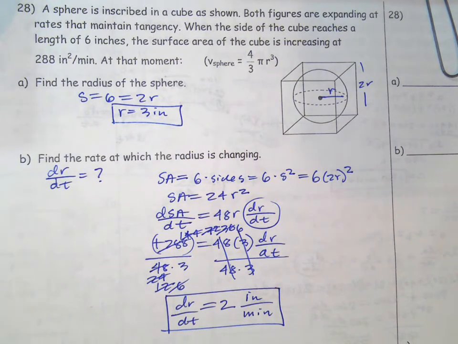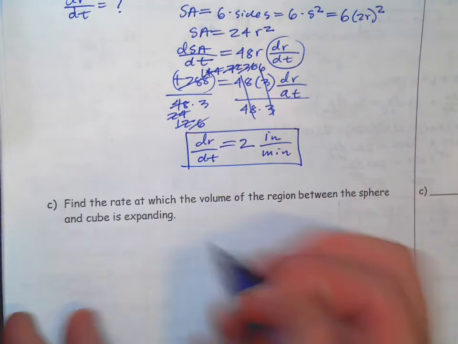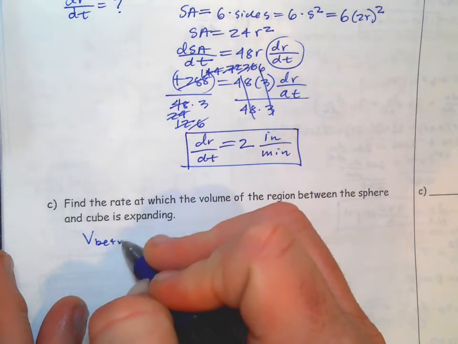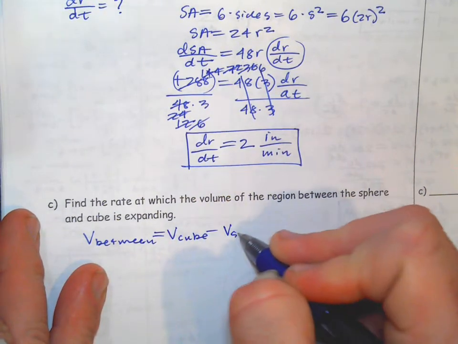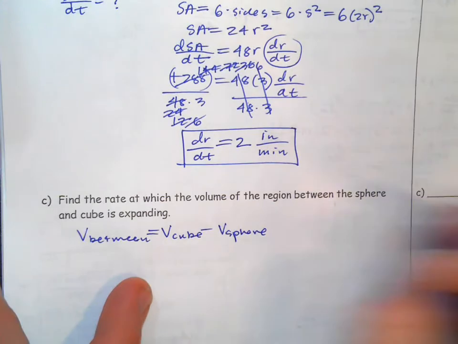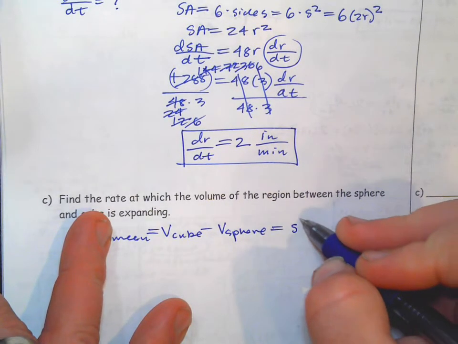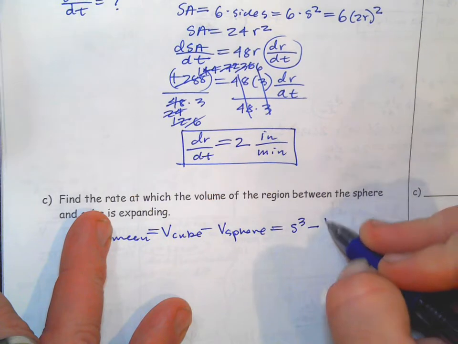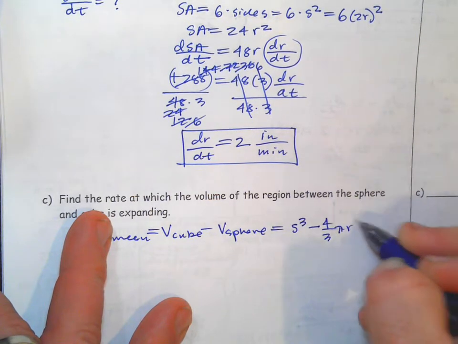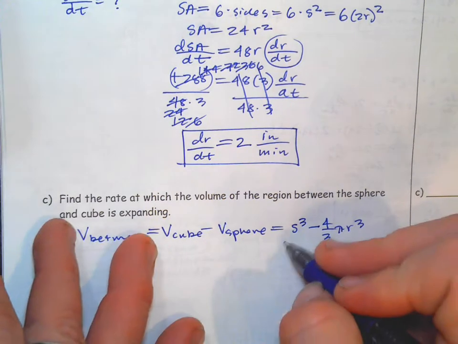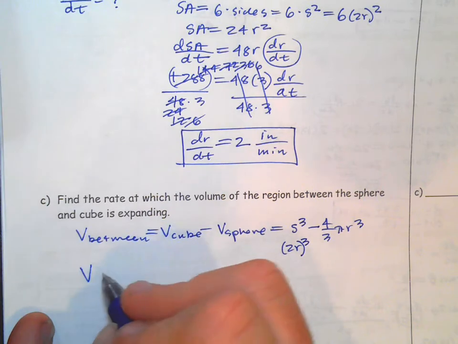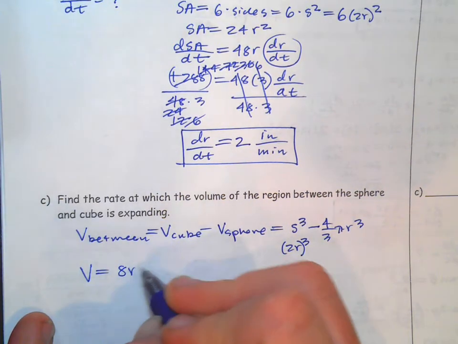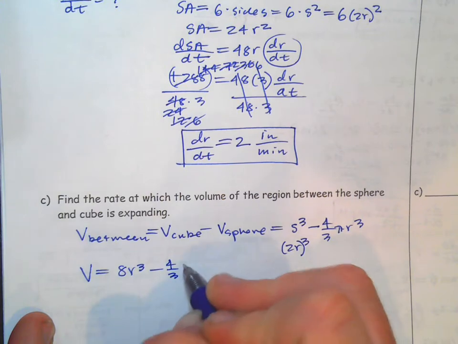Part C: find the rate of change at which the volume of the region between the sphere and the cube is expanding. So the volume between is going to be the volume of the cube minus the volume of the sphere. The volume of the cube is side cubed. The volume of the sphere is 4/3 pi r cubed. It'd be nice to get this all in terms of one variable, so we'll put 2r in there. So the volume is 8r cubed minus 4/3 pi r cubed.